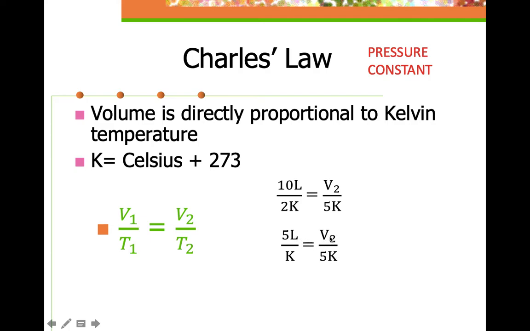Now I'm going to try and get this V2 by itself, and V2 is kind of like X in an algebra equation. So I'm going to multiply both sides by 5 Kelvin, and when I do that, I cancel out this Kelvin, and if I do it to one side, I have to follow the golden rule. I must do it to the other side, so I'm going to multiply both sides by Kelvin. And remember, Kelvin divided by Kelvin is 1, so my units of Kelvin are going to cancel out. So now I'm going to have 5 times 5 gives me 25 liters is my volume 2.